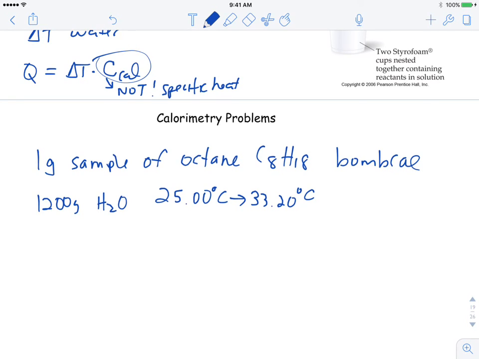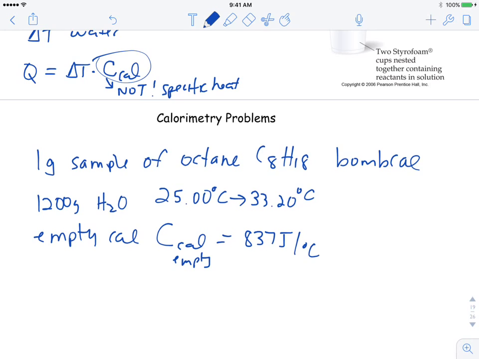What they tell you is that the empty calorimeter, with no water in it, has a C of cal empty equal to 837 joules per degree Celsius. And then you have the specific heat of water as 4.18 joules per gram degree Celsius. The question is going to ask you to calculate the delta H of combustion of octane in kilojoules per mole.